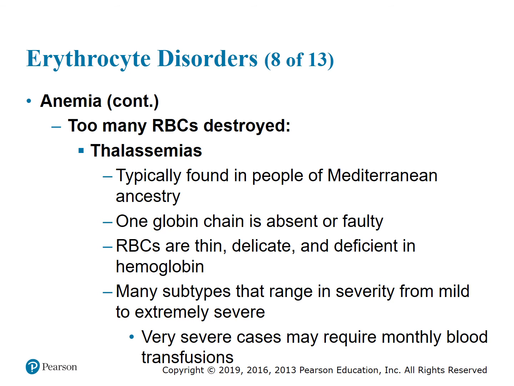Thalassemias are typically seen in people of Mediterranean descent. One globin chain is absent or faulty, and the result is red blood cells that are thin, delicate, and deficient in hemoglobin. There are many subtypes that range in severity from mild to extremely severe, and in very severe cases, people would require monthly blood transfusions.